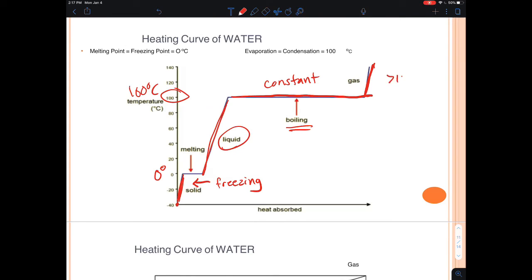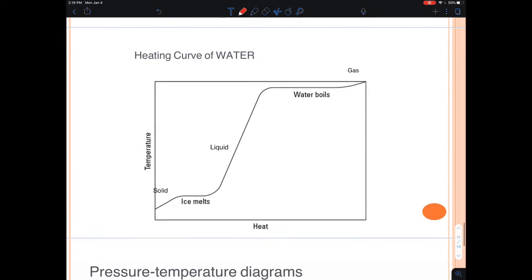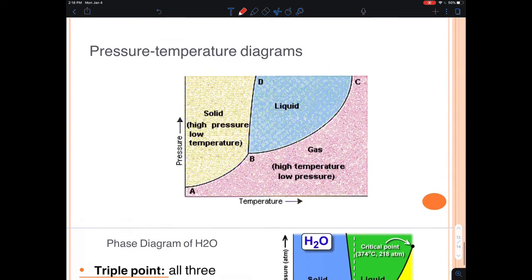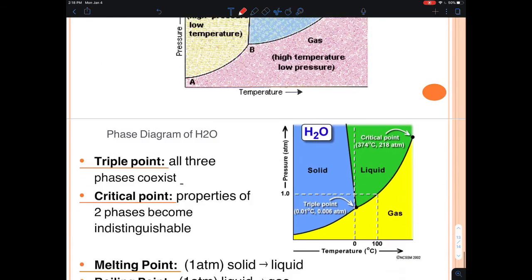And then after 100 degrees, if you get steam, it's going to be greater than 100 degrees Celsius. This is why steam burns. If you ever put your hand over like a rice cooker, that's why they hurt so much. It's because that steam is much hotter than just boiling water. So again, if you're going the opposite way, this is also the temperature in which condensation would occur. Again, make sure you're able to read a heating curve.